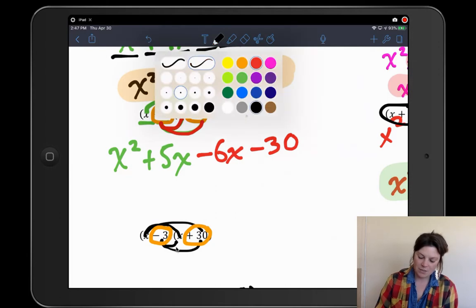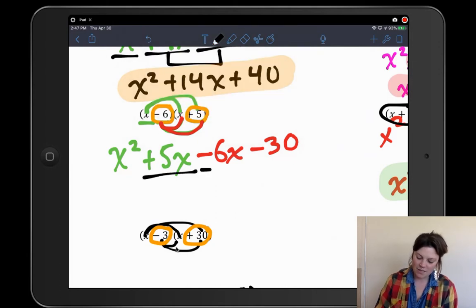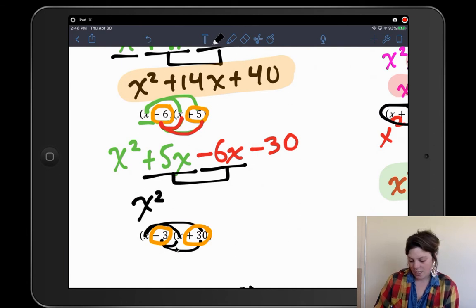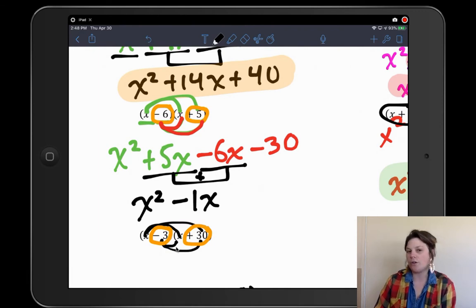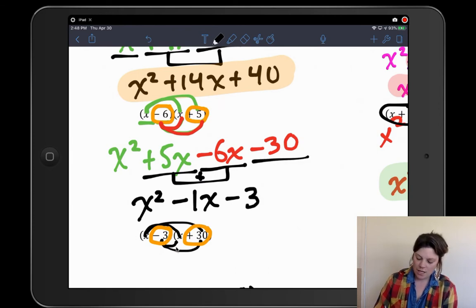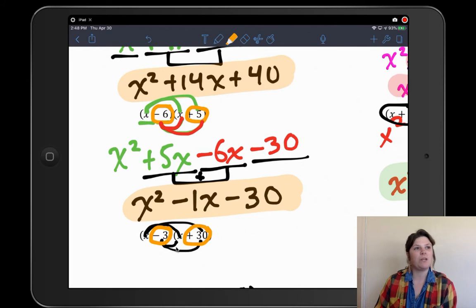Again, the last step is to combine like terms. So 5x and negative 6x add together. We get x squared, and then minus 1x. Remember, when you combine like terms, it means add. So on your calculator, you would do 5 plus negative 6. And then this negative 30 can't combine with anything, so you rewrite it. There you go. That's the basics of multiplying binomials.